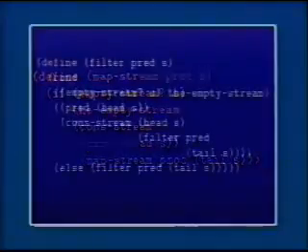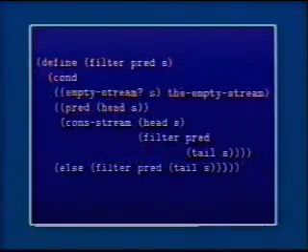Here's another useful thing, filter. This is our filter box. We're going to have a predicate and a stream. We're going to make a new stream that consists of all the elements of the original one that satisfy the predicate. It's case analysis. If there's nothing in the stream, we return the empty stream.